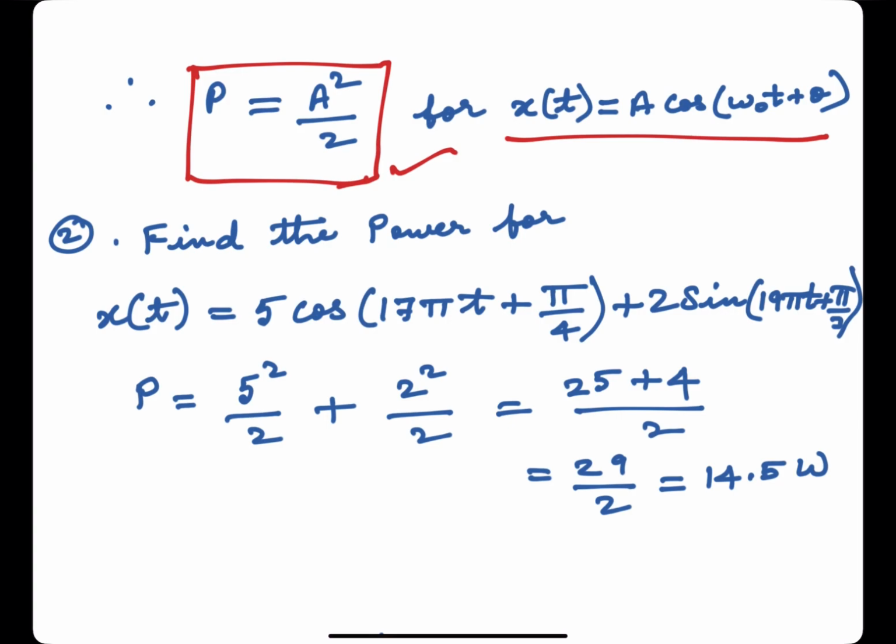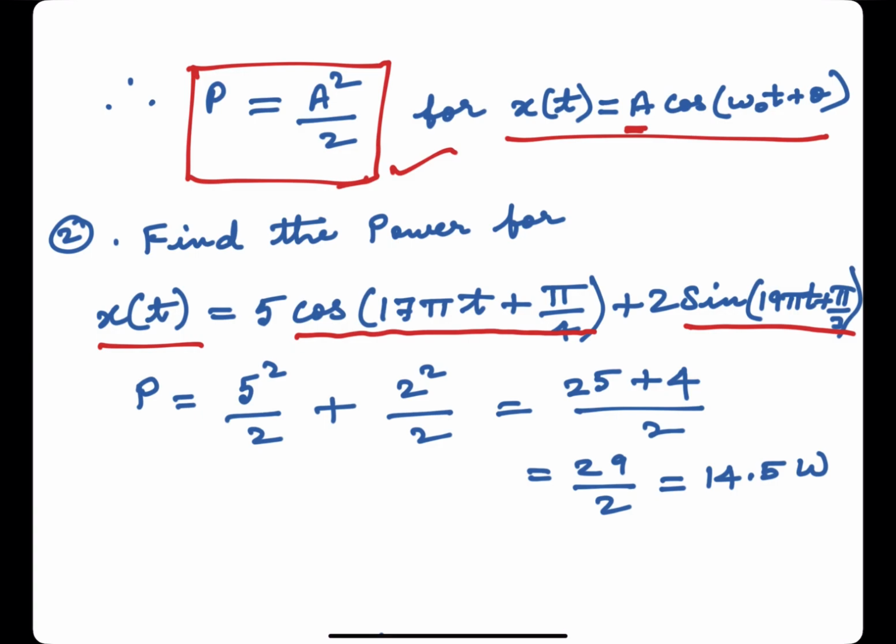This is our second problem: find the power for x of t equal to 5 cos of 17 pi t plus pi by 4, plus 2 sin of 19 pi t plus pi by 3. It is of the form cos omega naught t plus theta, and similarly it is a sinusoidal signal. It is not going to make any difference. We have to bother only about the amplitude for finding out the power.